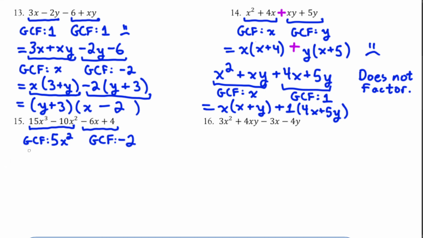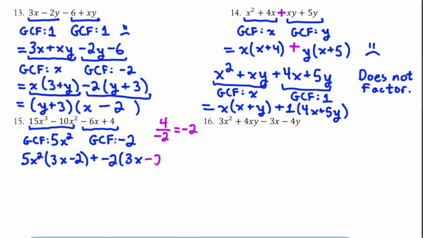So we take 5x squared out of the first set. Take negative 2 out of the second set. When I take negative 2 out of negative 6x, I get 3x. When I take negative 2 out of 4, that's a little weird, but remember, I can always do a division problem to find out what it is. When I take negative 2 out of 4, it's negative 2.